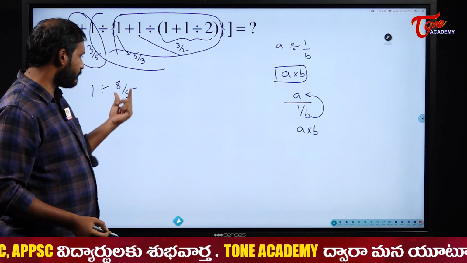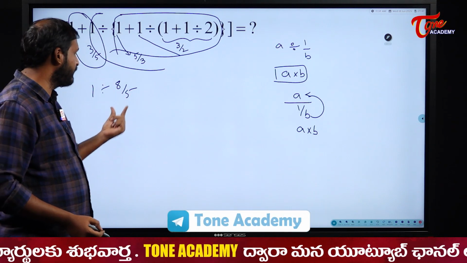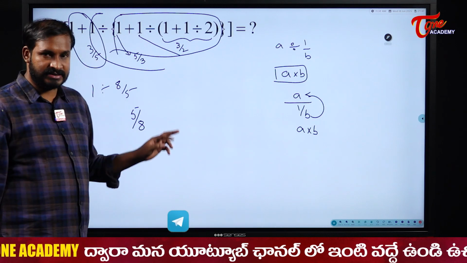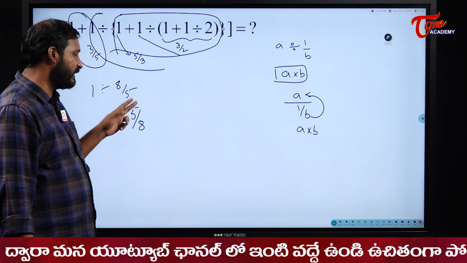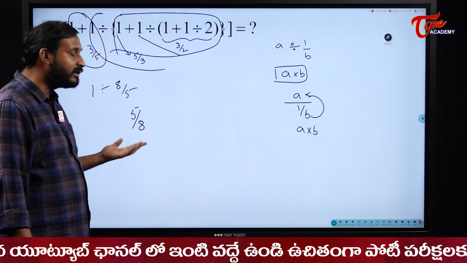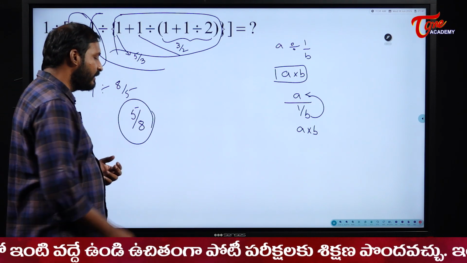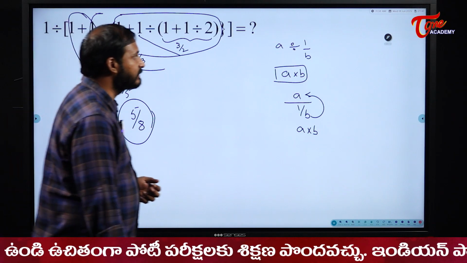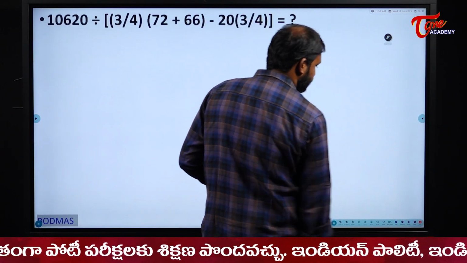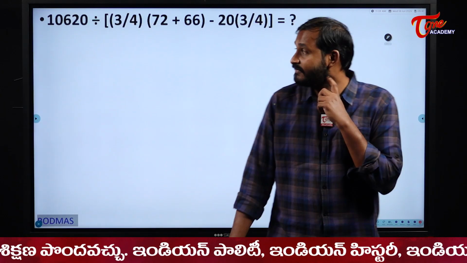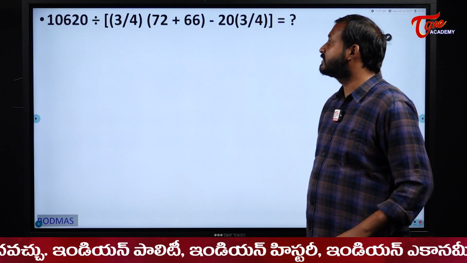The same logic here also. 1 divided by 8 by 5 means directly it will become what? 5 by 8. Reverse, just a reciprocal. 1 into 5 by 8 will become 5 by 8 only for us. So here the answer is 5 by 8. Okay, next one. Now pause the video and try to solve this one, students, everyone.